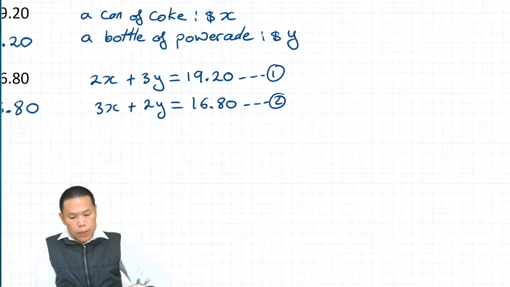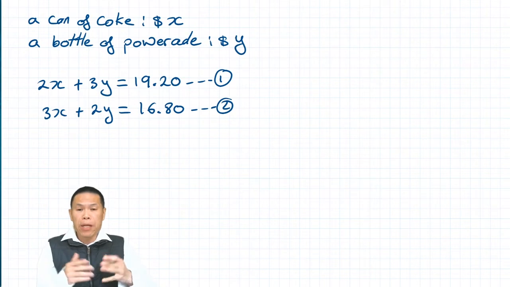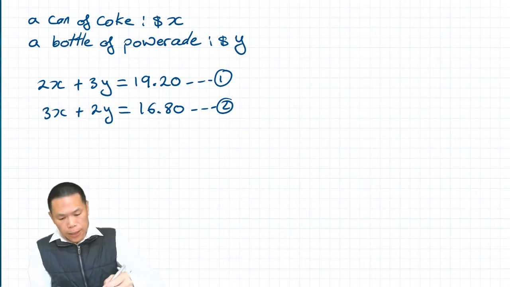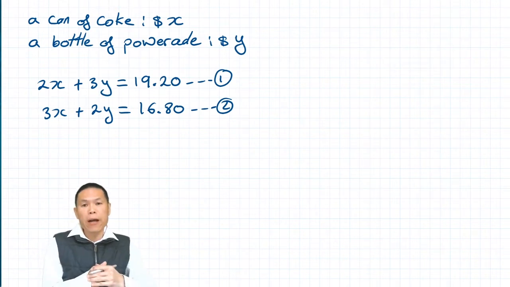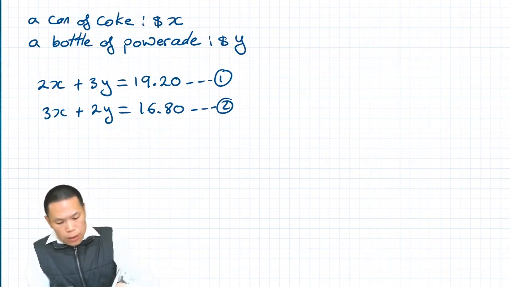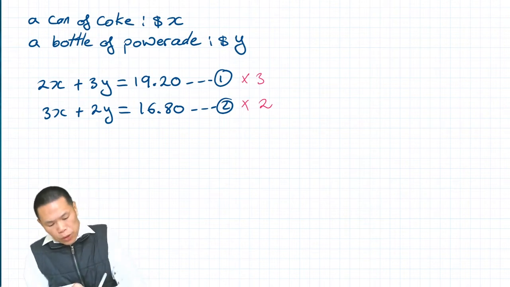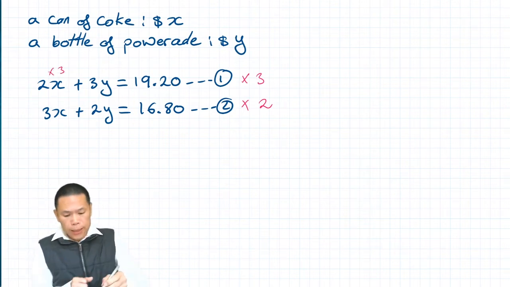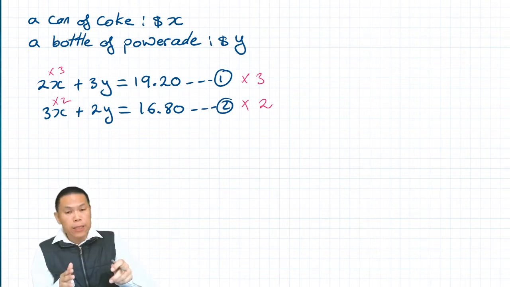So now to solve this, let me move this on this side here. We can solve this by the elimination method. I can either eliminate x or I can eliminate y. It doesn't really matter. Let's eliminate x. To do this, I times equation number 1 by 3, and equation number 2 by 2, because if you times this by 3, the answer is 6x. If I times this by 2, also 6x. So if I minus them, the x will disappear.